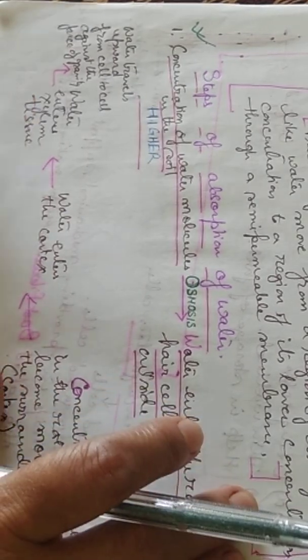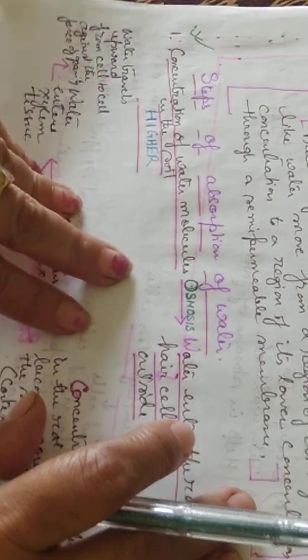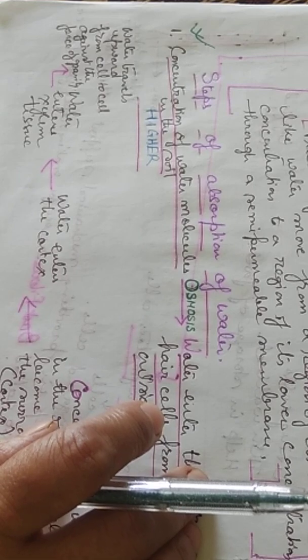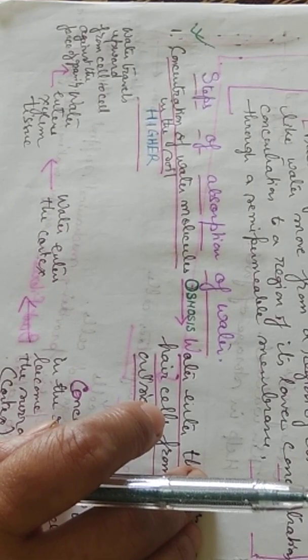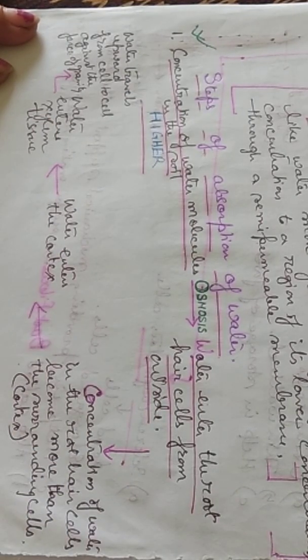Today, I am going to discuss the steps of absorption of water and also the absorption of minerals, how the minerals are absorbed by the plants. Okay, so let me start with the steps of absorption of water. We know that water is absorbed by the root hair cells by the process of osmosis.